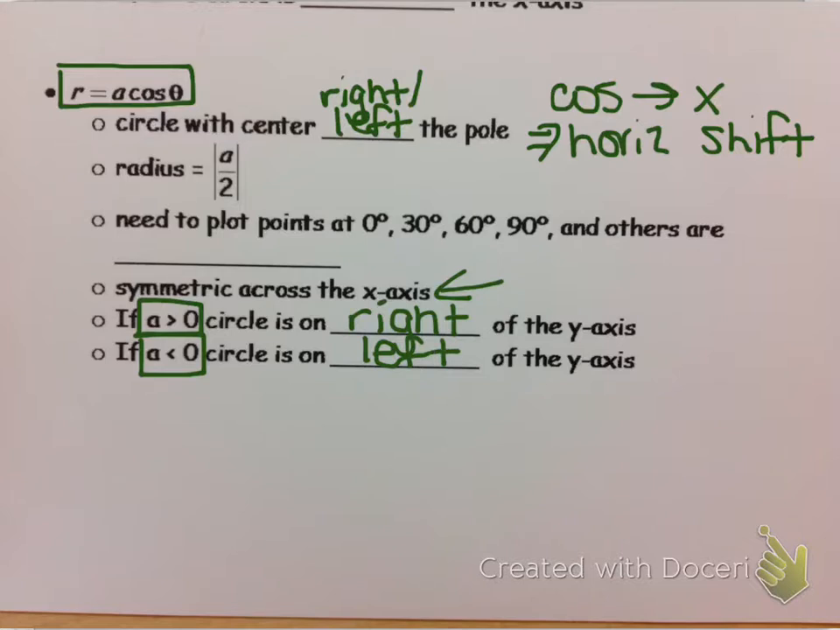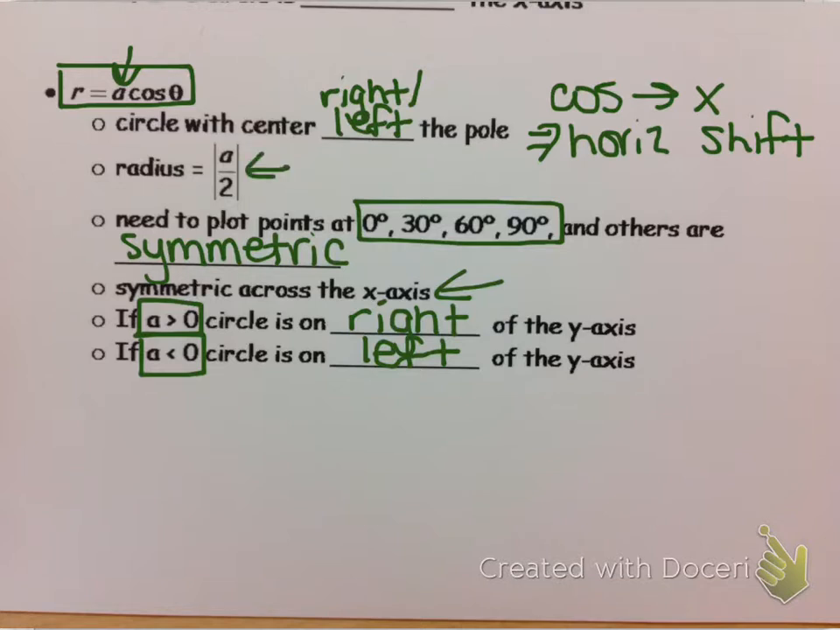We still only need to plot 4 points, and the others are still going to be symmetric. They're just going to be symmetric over a different axis. And that A value is still telling you your diameter, so your radius is still half of that number.